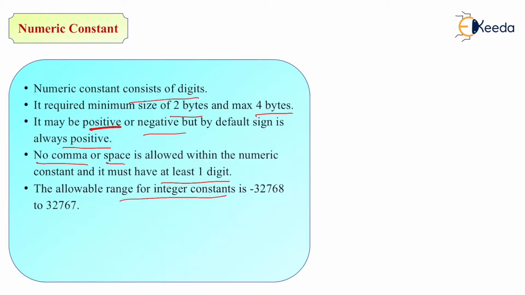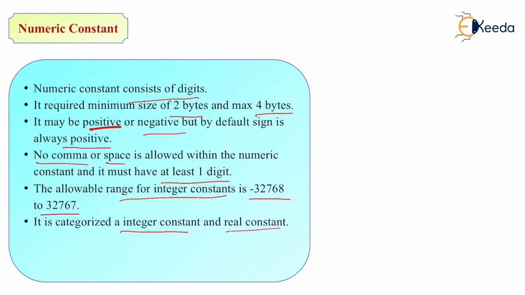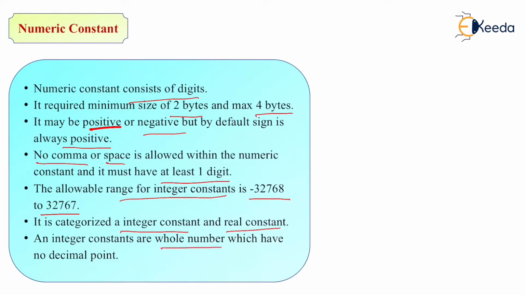Next, the range for the integer constant is -32768 to 32767. It is categorized into integer constant and real constant. That means either you can store the integer constant or you can store the real constant. Now we'll see in details. The integer constants are the whole numbers without decimal points.